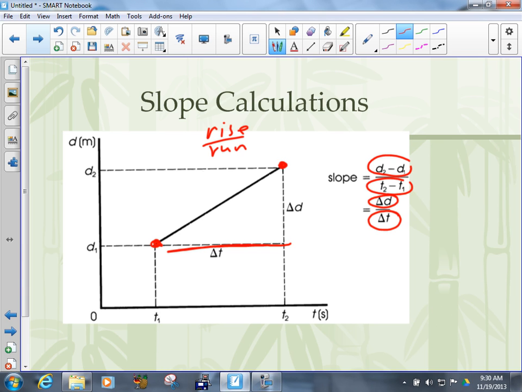So on a position versus time graph, the slope of the line will give you velocity. On a distance versus time graph, the slope of the line will give you speed. Now, most of the time we'll be dealing with position versus time graphs. You very rarely actually draw a strictly distance versus time graph. Everybody's good with that? Slope on a position versus time graph gives you velocity. That's got to be automatic soon.